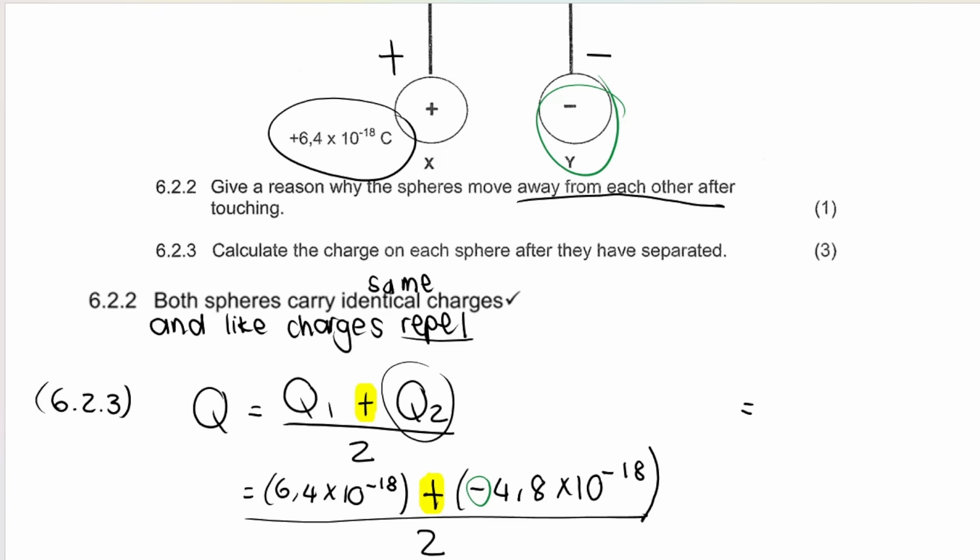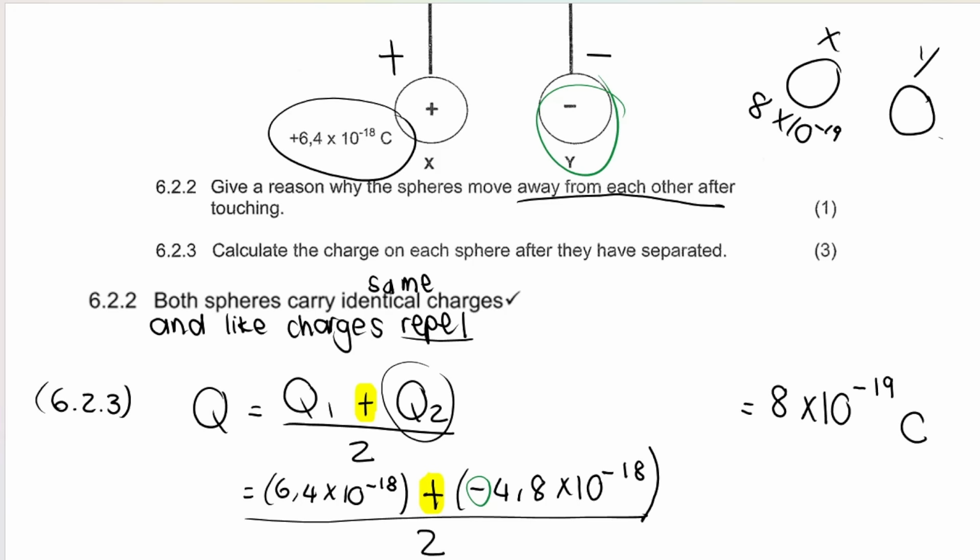Once again, I do recommend using brackets on your calculator when performing these calculations. If you don't use brackets, your calculator can sometimes get confused with what you're saying, especially when you're dealing with scientific notation. And our answer is 8 times 10 to the negative 19 coulombs. What that means is now, after they touch and separate, both X and Y have the exact same charge. 8 times 10 to the negative 19 coulombs, positive charge. Y also has 8 times 10 to the negative 19 coulombs, also a positive charge, and that's why they move away from each other. They repel each other.